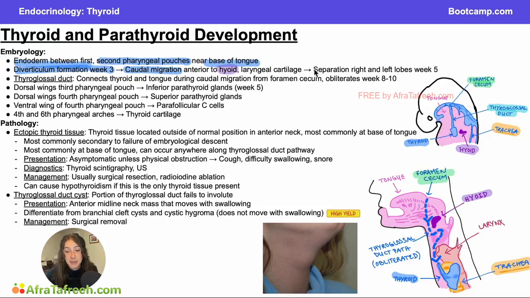Once our thyroid has migrated downward, we're going to get separation of our right and left lobes. This usually occurs around week 5. And then our thyroglossal duct, I think its name kind of gives away what it does. Thyro meaning thyroid, and glossal meaning tongue. So think of your glossopharyngeal nerve, glosso meaning tongue. We have our thyroglossal duct, so it's attaching the tongue to our thyroid.